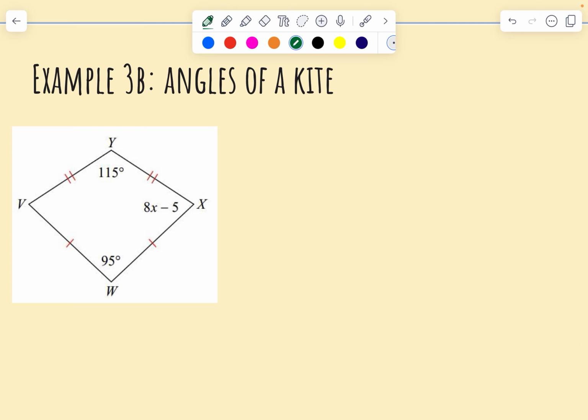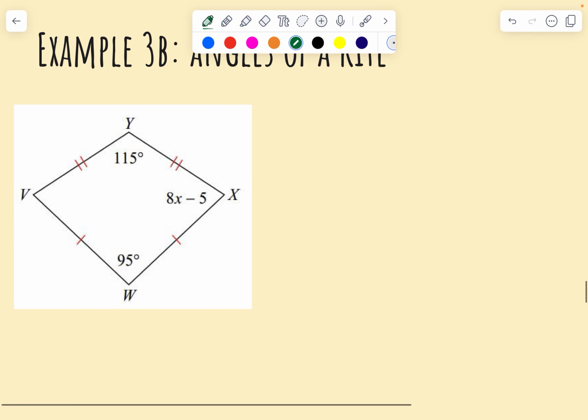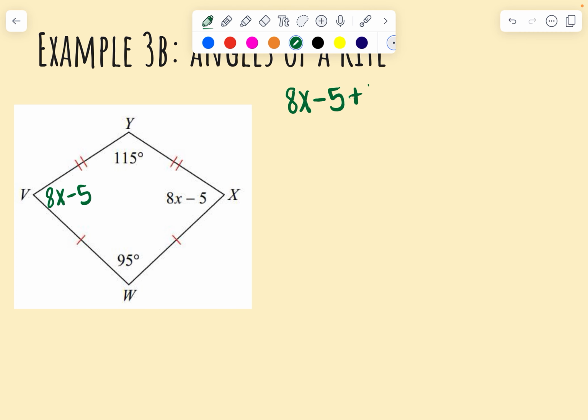All right, let's look at this one. This one's a little bit more difficult. I know that v and x are the same, so if angle x is 8x minus 5, angle v is 8x minus 5. So adding all those up, again, we get 360. 8x minus 5 plus 115 plus 8x minus 5 plus 95 is 360.